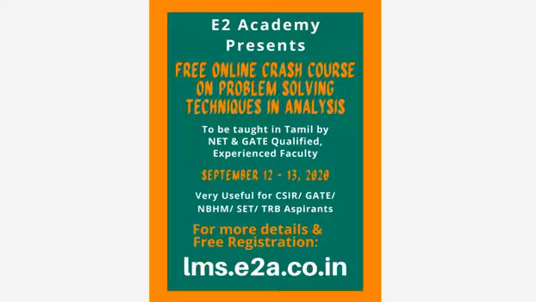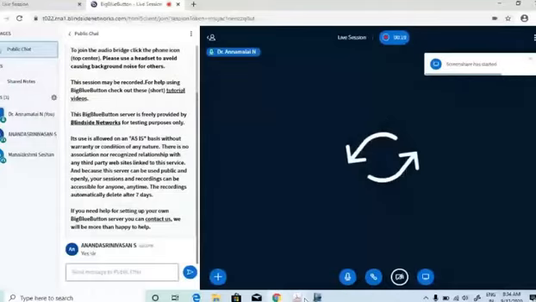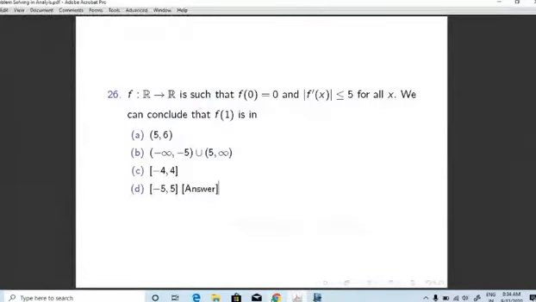Now we discuss the 26th problem today. So I think it is visible. The problem says, suppose f is a function from R to R such that f of 0 equals 0 and modulus of f dash of x is less than or equal to 5 for all x. We can conclude that f of 1, so what is the value of f of 1? Where does it lie? We have to use the mean value theorem.